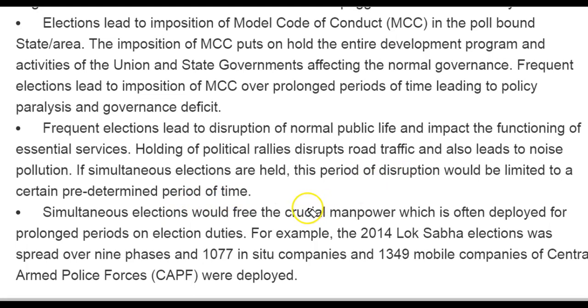And if elections to the Lok Sabha and state legislative assemblies are held simultaneously, it will free the crucial manpower. The manpower is often deployed for prolonged periods on election duties. For example, thousands of companies of central armed police forces are deployed while conducting the elections to the Lok Sabha and state legislative assemblies. If elections are held simultaneously, we can free this manpower and deploy it where it is needed the most.